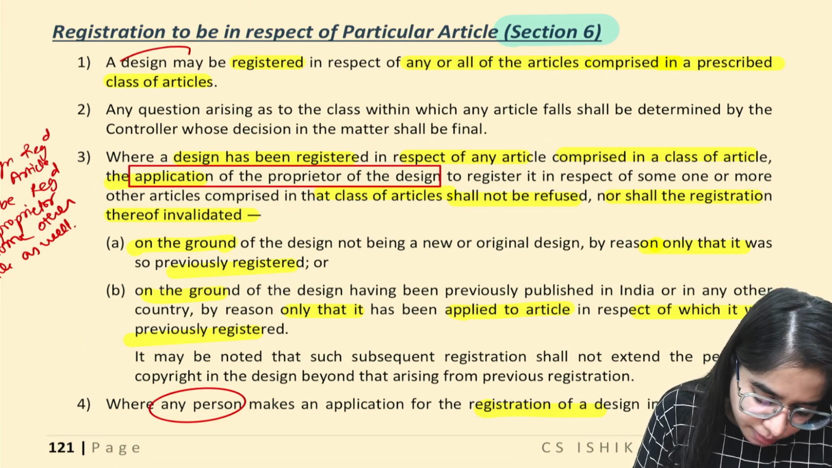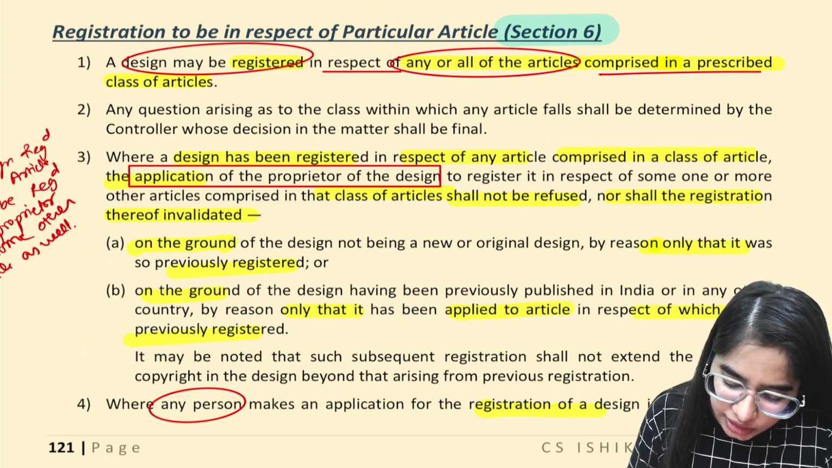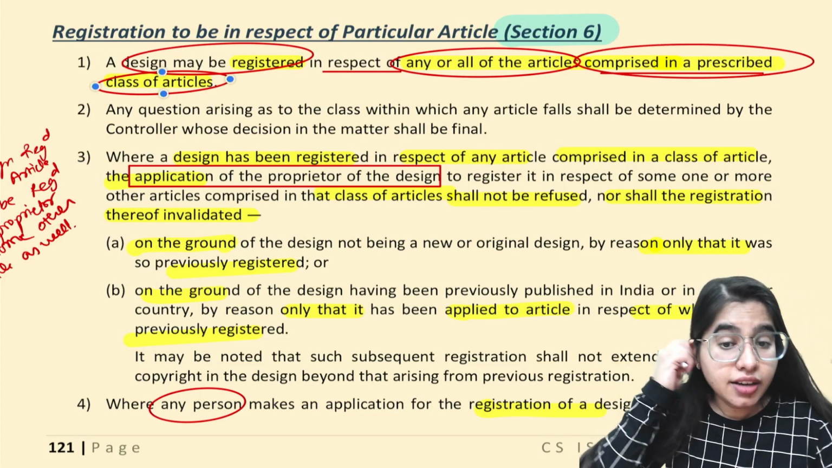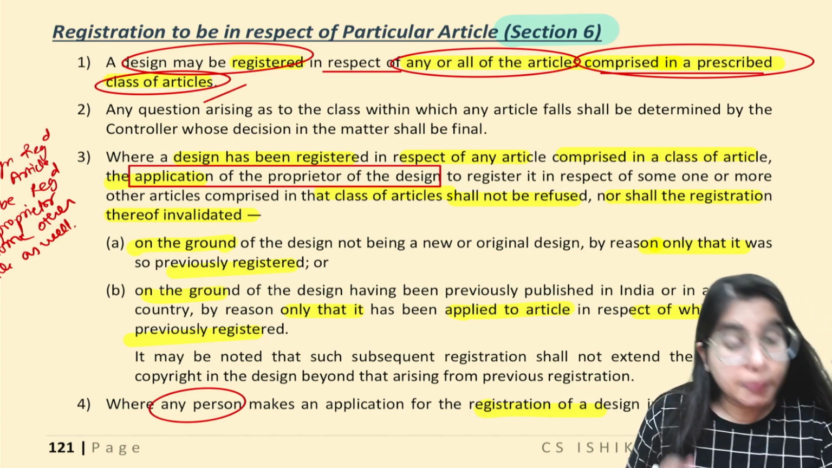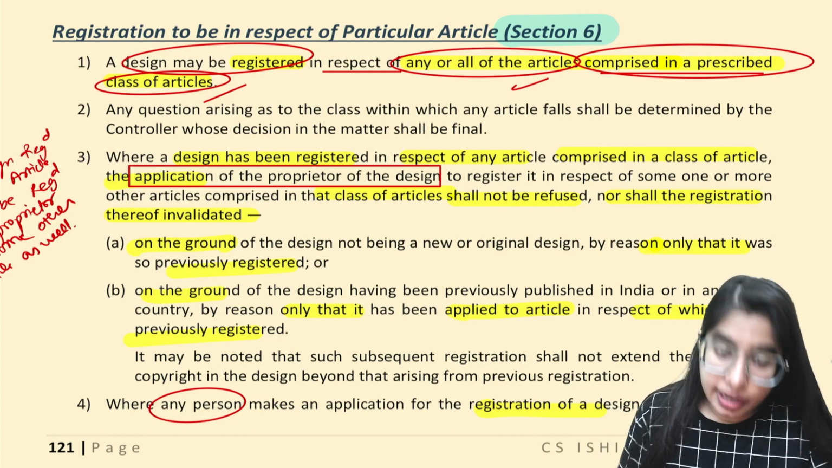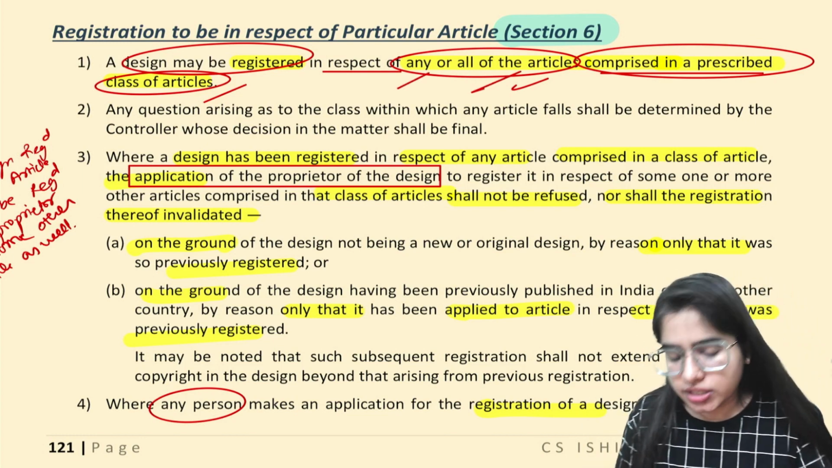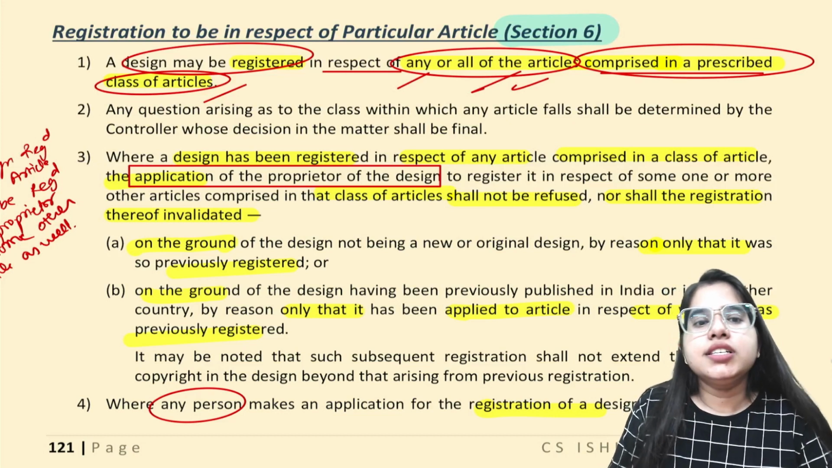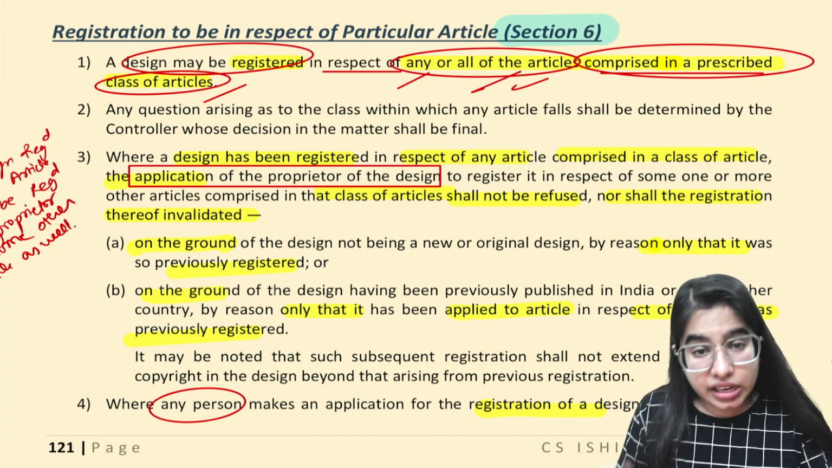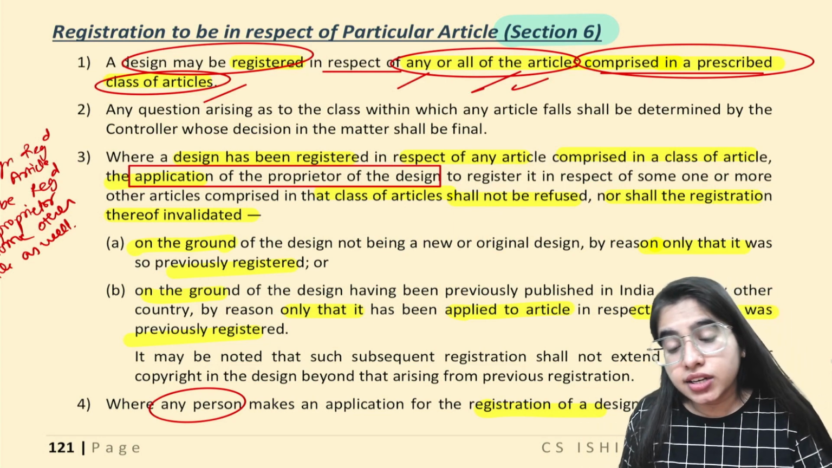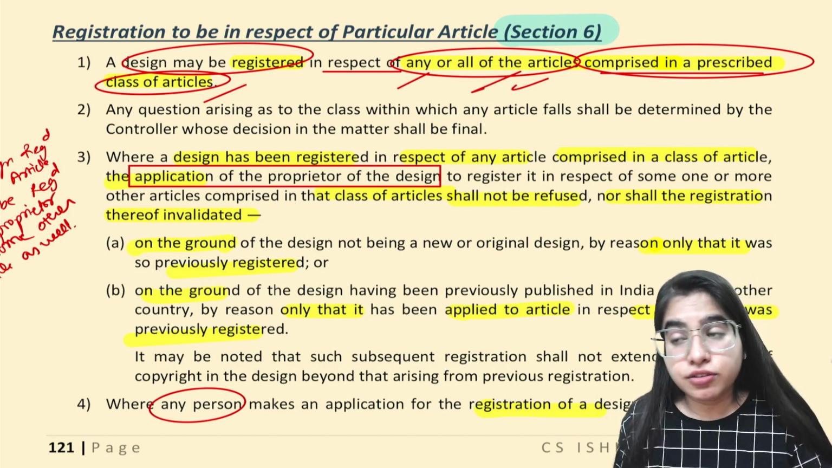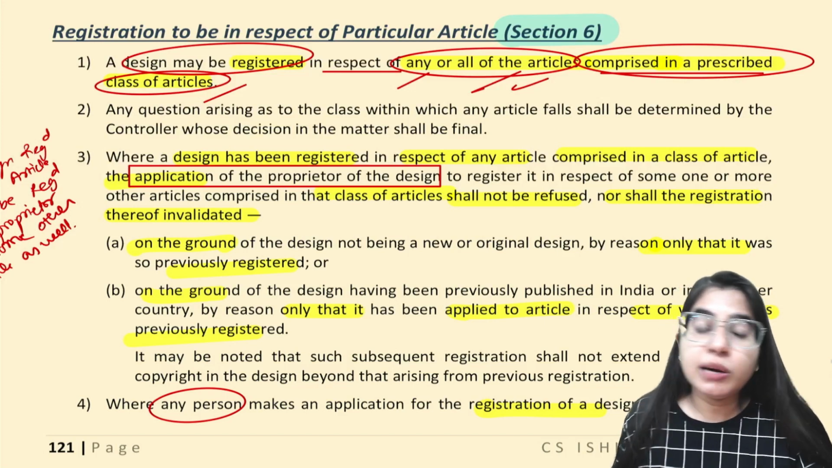Design may be registered in respect of any or all of the articles comprised in a particular class of article. Here, please understand that you can register your design for a particular class. Inside that class, multiple articles can come. So you can register your design for even one article or multiple articles also. Let's say I made a design of a car. So I can register that design for a car also, for a small car also, mini car, for SUV also, for, let's say, छोटा हाथी also, for truck तो अलग हो जाएगा ना, for pickup also, for similar category.